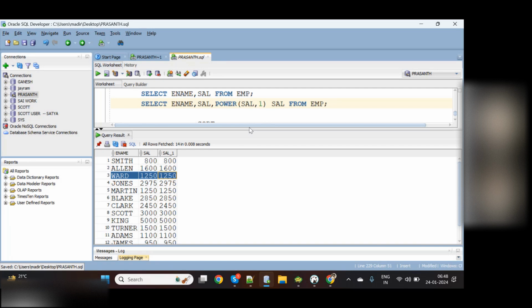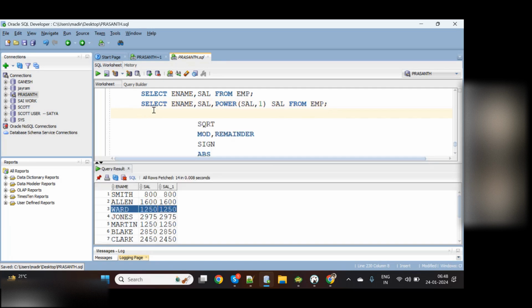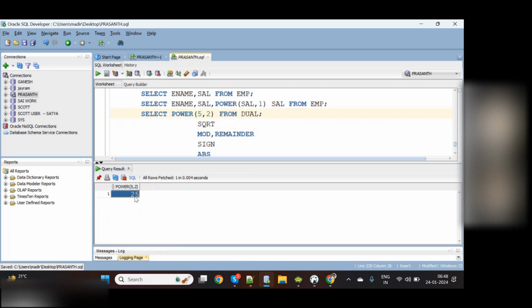Now, what is the power function? I will go with the dual table. Power of 5 comma 2 means 5 square, which is 25. It's a mathematical function. Power of 25 comma 2 means 25 square, or you can write cube.